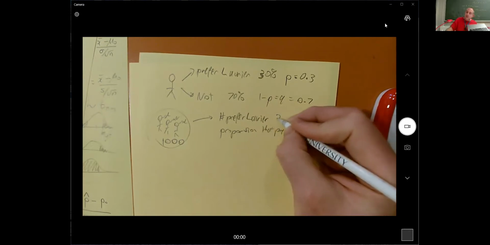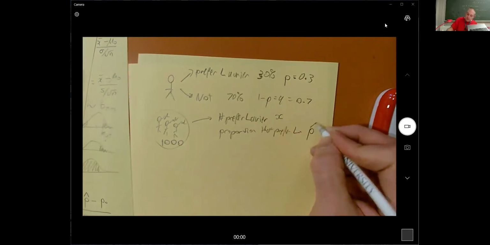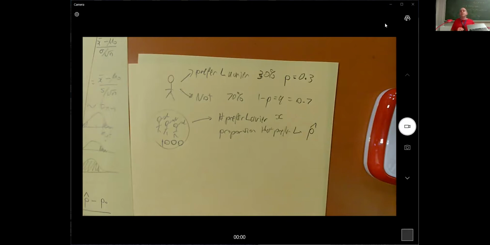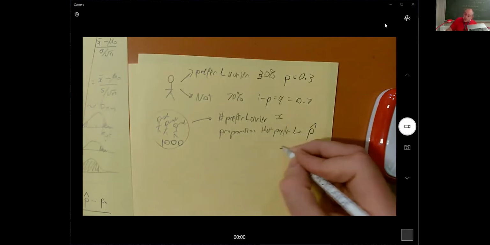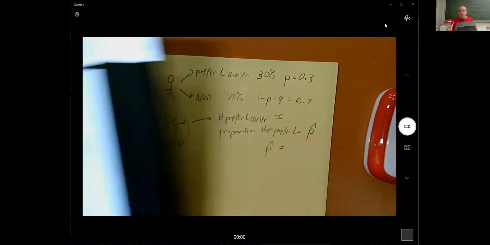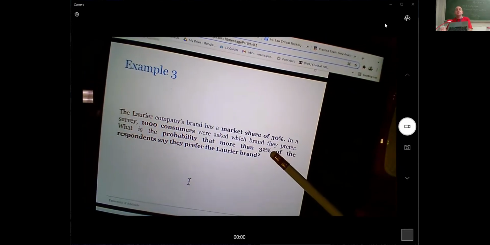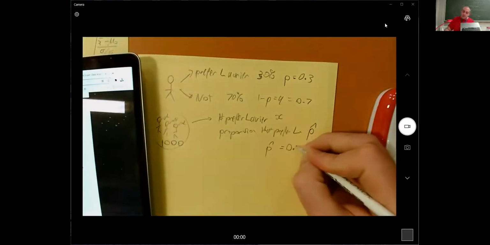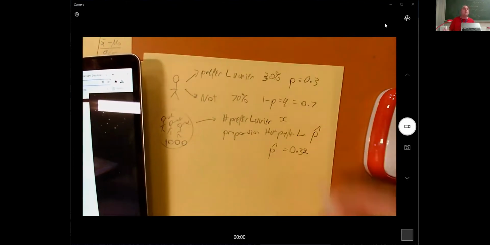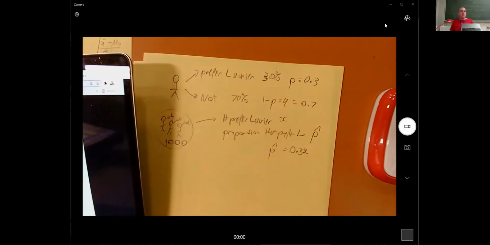So normally you'd call this X and you'd call this P hat. And so we've been told that this P hat is 32%. That's 0.32 because it has to be written as a decimal. How are we feeling so far about my interpretation of this question? Okay.